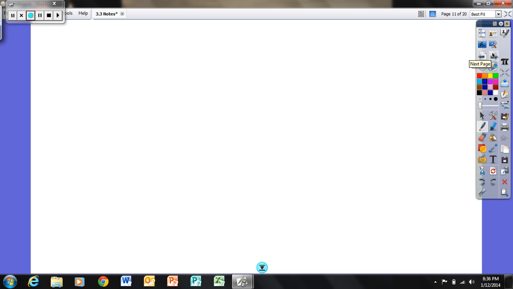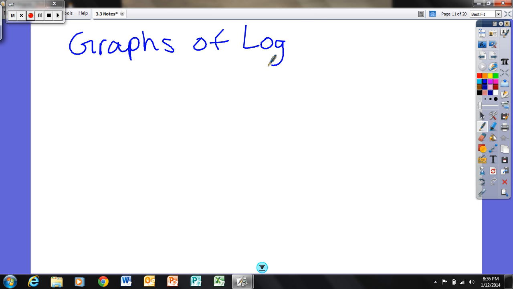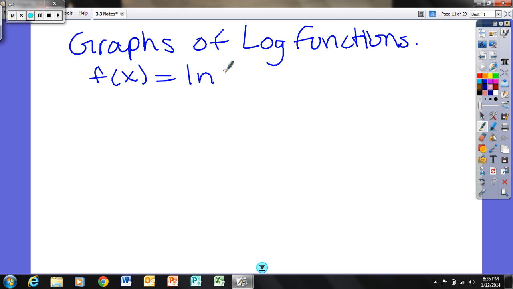And finally, we're almost done. It's a pretty short section. All we have to talk about now is the graphs of these functions. I know it's everyone's favorite part. These are going to be graphs of log functions. So we're going to talk about the natural log function, f of x equals ln of x. It's generally the graph we talk about the most, so we're going to do that one first.